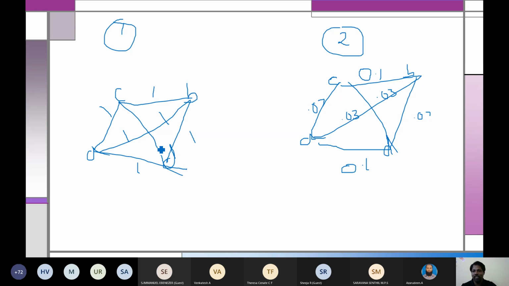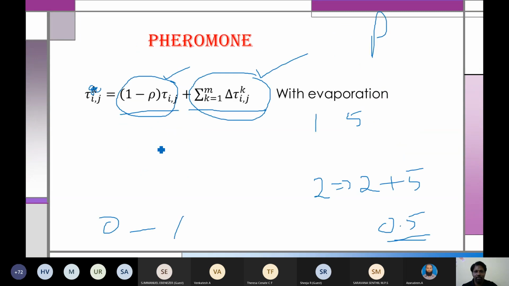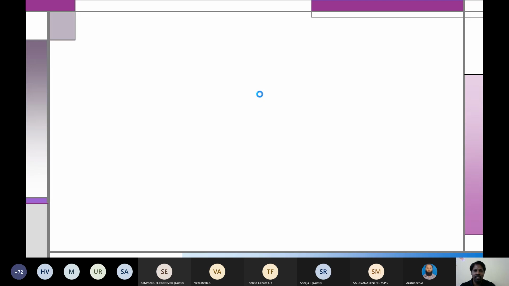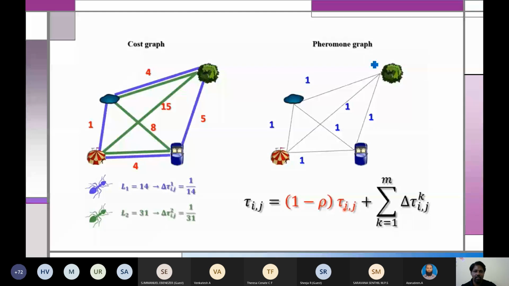Now with evaporation, I'm taking 0.5 as the evaporation factor, right? So you have the formula like this: 1 minus 0.5 into what was existing in the previous iteration plus how much is secreted in this iteration. 1 minus 0.5 is 0.5. In the previous iteration everything was 1, 1, 1, 1. So how much remains is 0.5 into 1, plus this one.